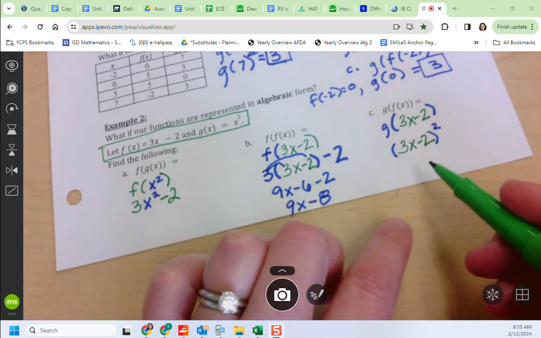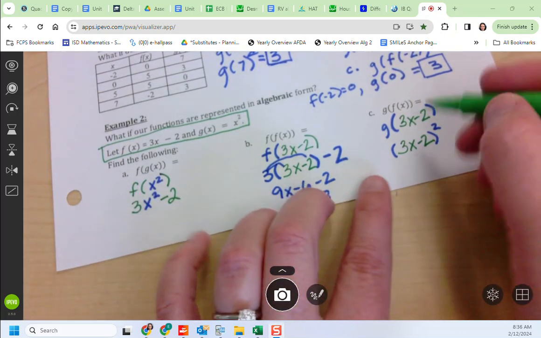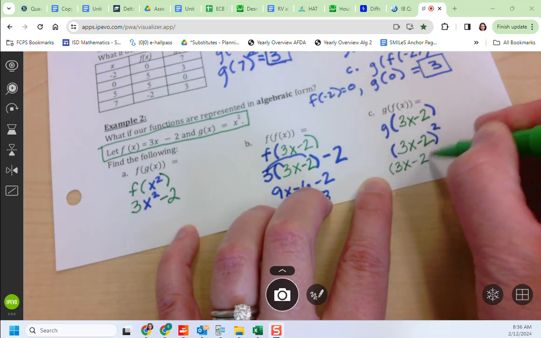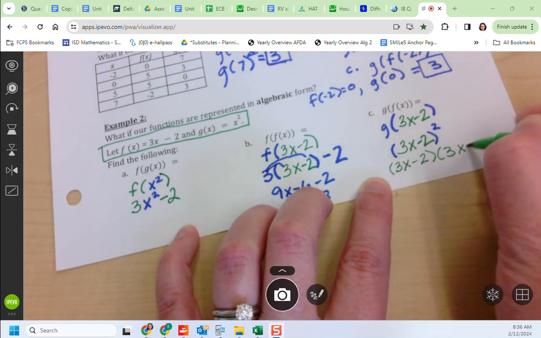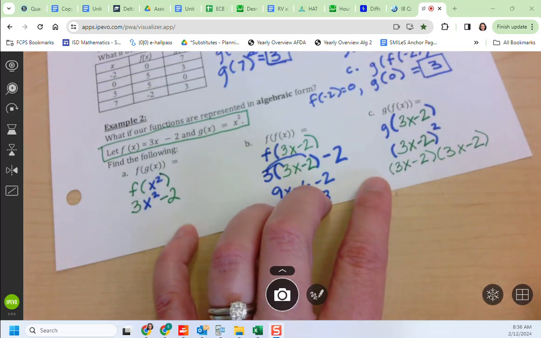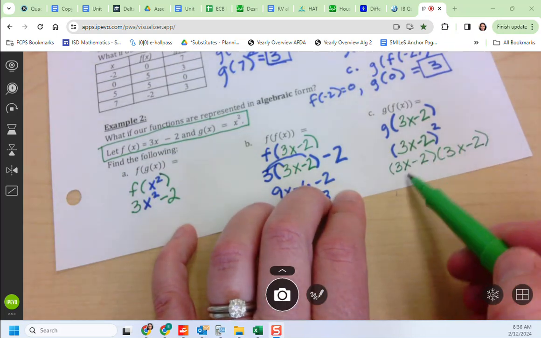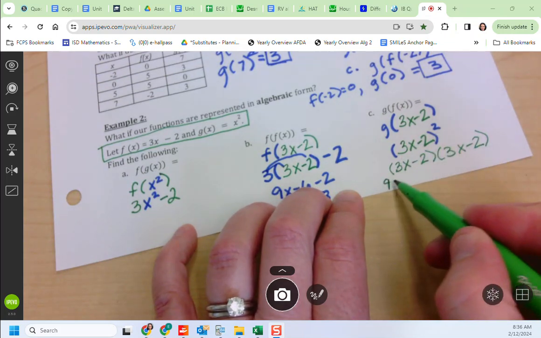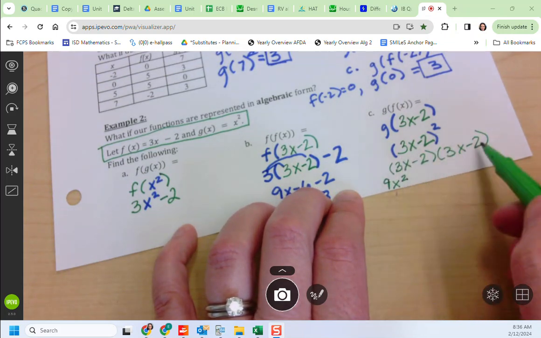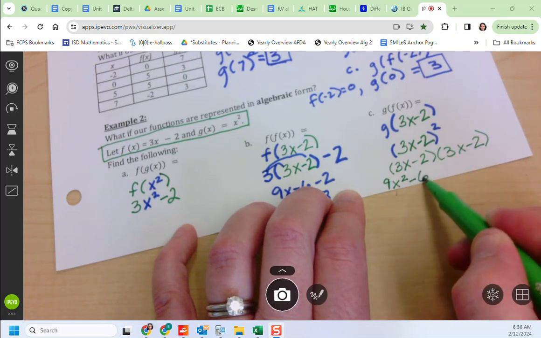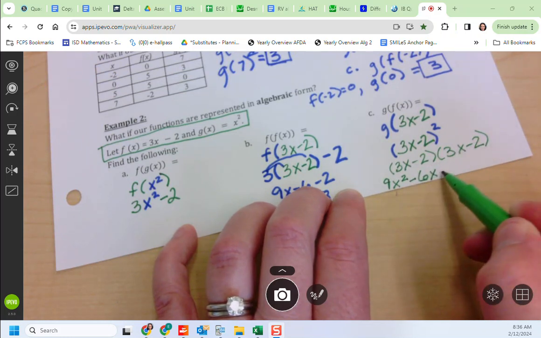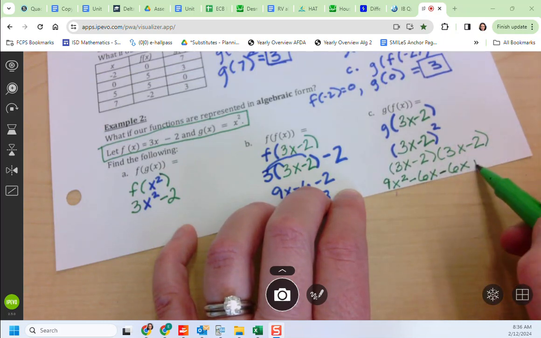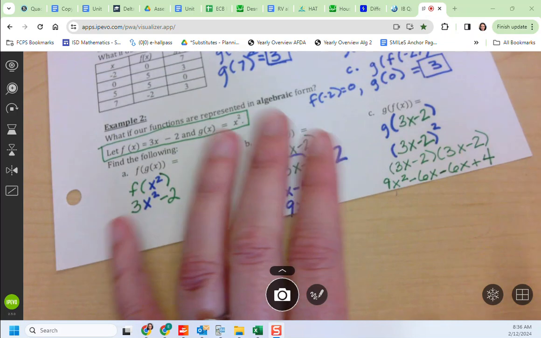Now I'm actually going to square it. When you square it, you multiply it by itself. So you're going to have 3x minus 2 times 3x minus 2. 3x times 3x is 9x squared. 3x times negative 2 is negative 6x. Negative 2 times 3x is another negative 6x. And negative 2 times negative 2 is 4.